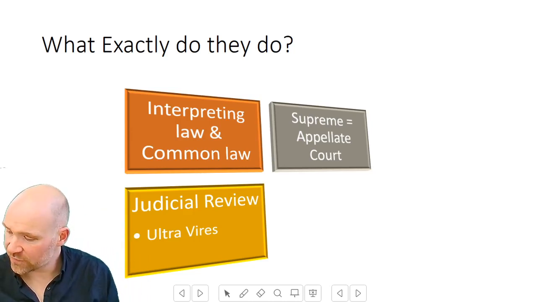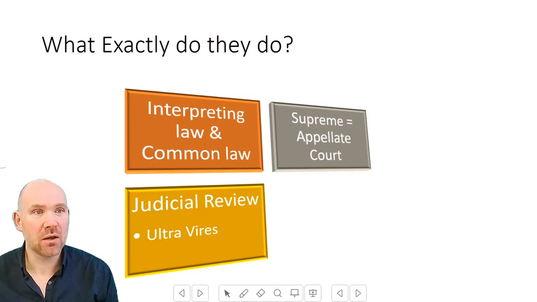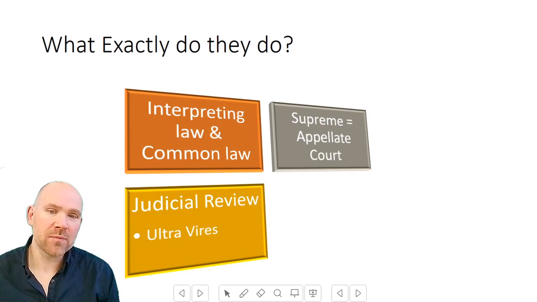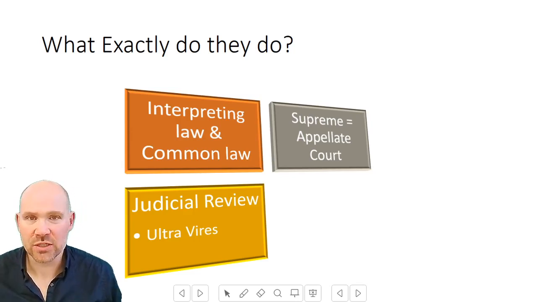Now, the phrase ultra vires is when someone acts beyond their powers. So if your teacher gives you a detention, sorry, but they're probably allowed. But if a teacher starts taking away your house or something like that, they are ultra vires. They are acting beyond the powers that they actually have.